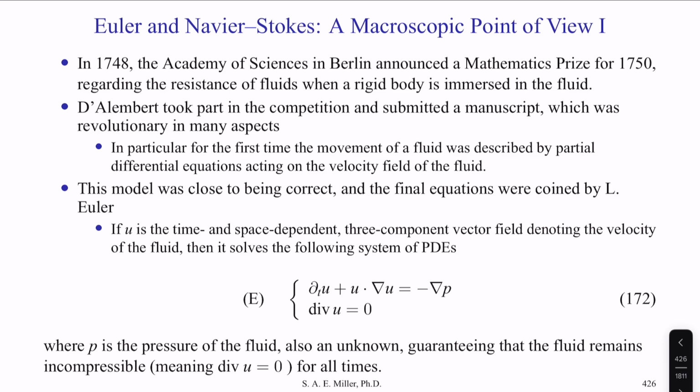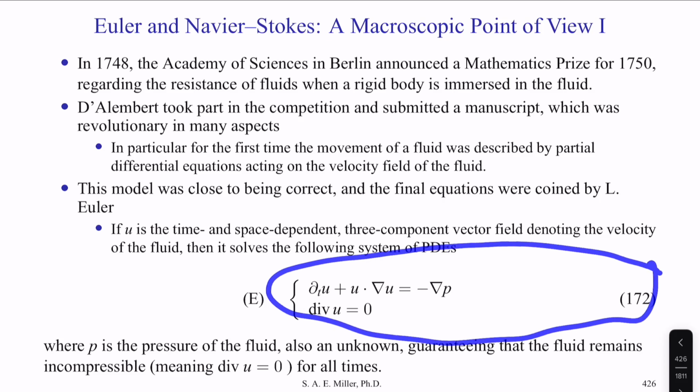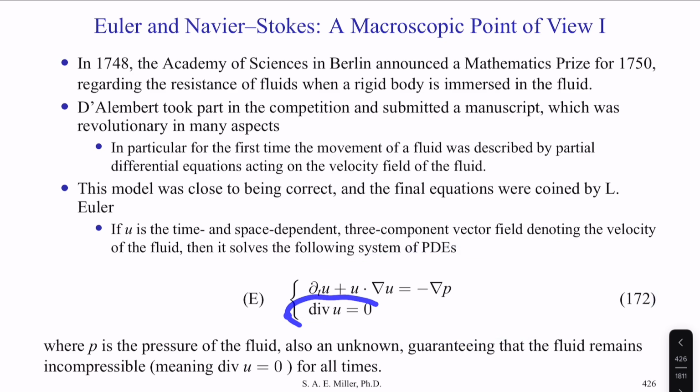That is, if U is time-dependent and space-dependent, that is the velocity, a three-component vector field denoting the velocity of the fluid, it can be solved by the following system of partial differential equations in equation 172. These are the Euler equations, of course. This is the D'Alembert condition, and this is the Euler equation itself for compressible flow.